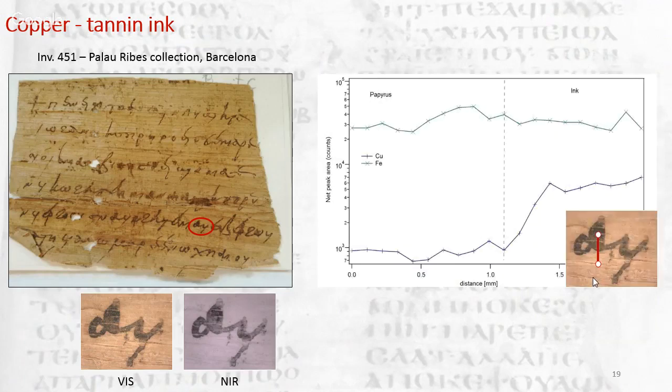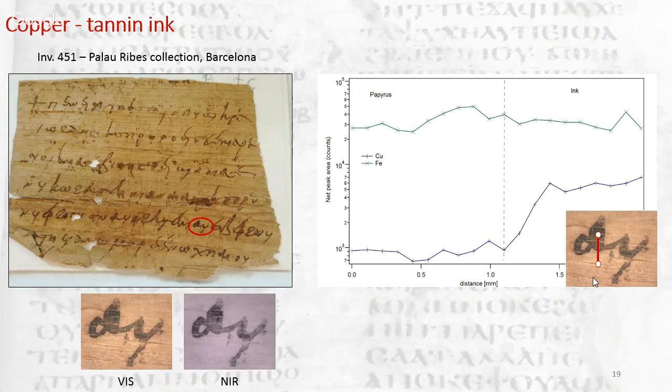And when we performed the elemental analysis, this is what we found. Up there, you can see the intensity of iron. You see that there is not much change between the papyrus and the ink. You cannot see a peak growing or anything. So iron is just not in the ink. What's in the ink? It's copper. Just copper.